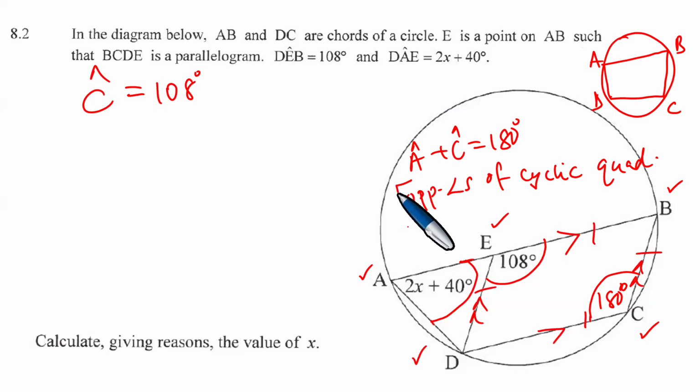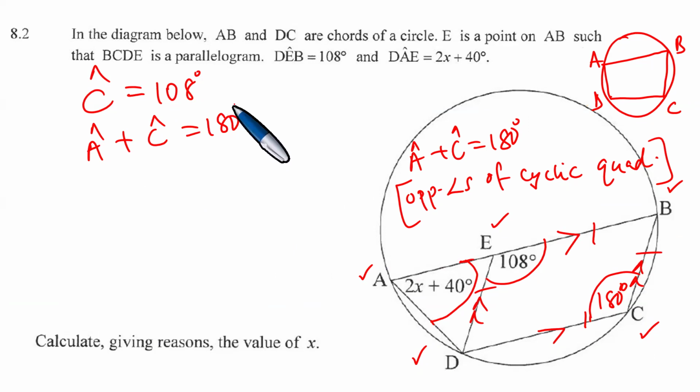Now we are really making significant progress, so we are able to say we can add this one plus this one. In other words, angle A plus angle C, because they're opposite like this. So A plus C is equal to 180 degrees. Why is angle A plus angle C 180 degrees?